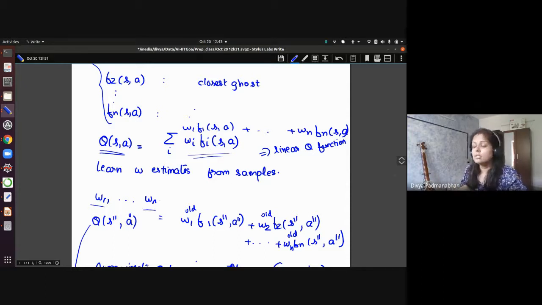Generally, whatever I've shown here, this linear Q function, comes from linear regression. That's a model in machine learning. Many of you might have read about it, but generally you can use any other learning models also. Just ensure that it's not an overkill. That also depends on the application.